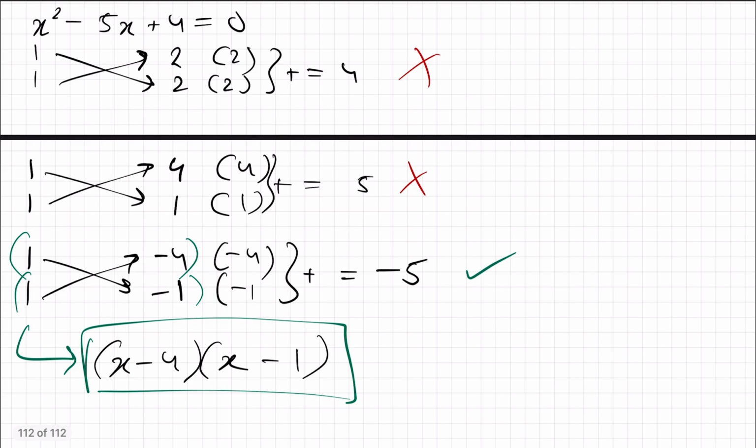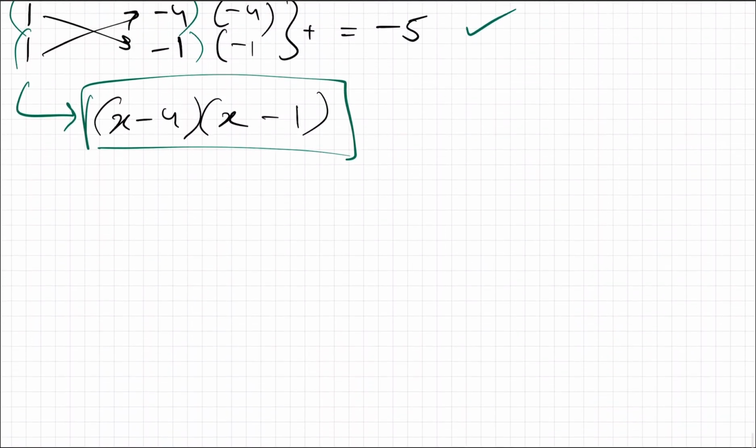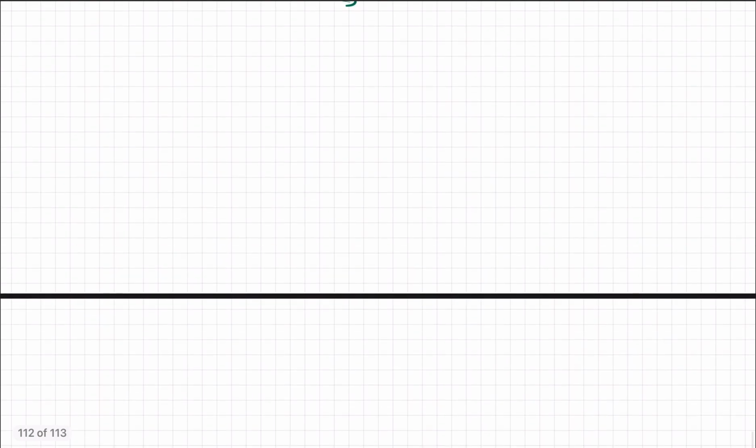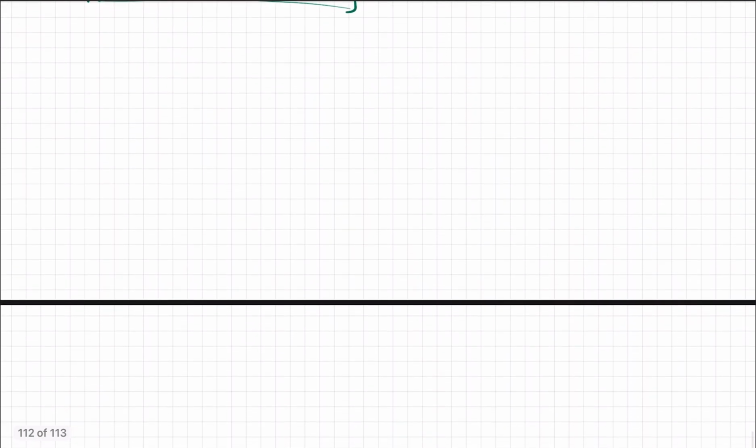x squared, x minus 4 times x minus 1. So there we go. Monic quadratics, pretty simple because you can just look at the factors of this and then try and see which ones sum to this term. Those are pretty simple. It gets a little complicated at the non-monic stage. So I'll show you an example of that right now.